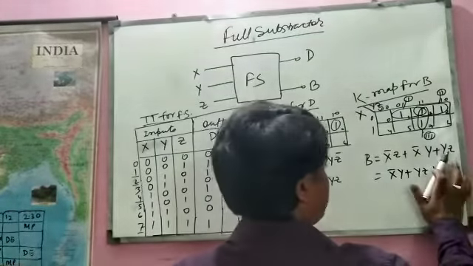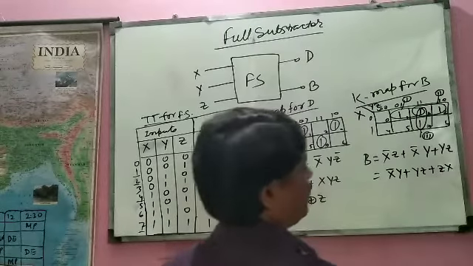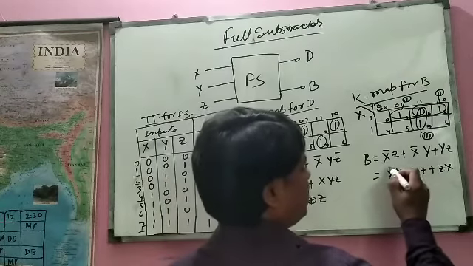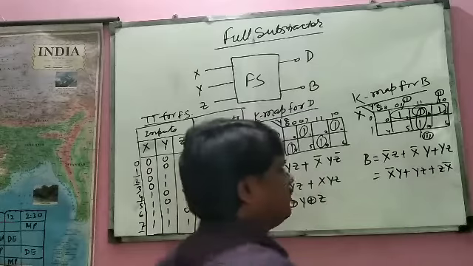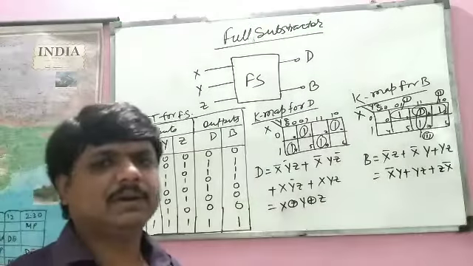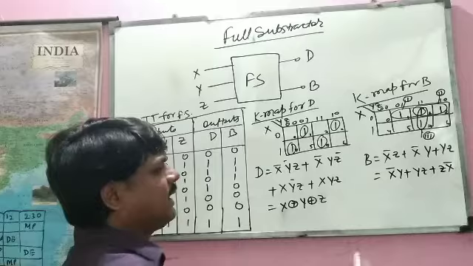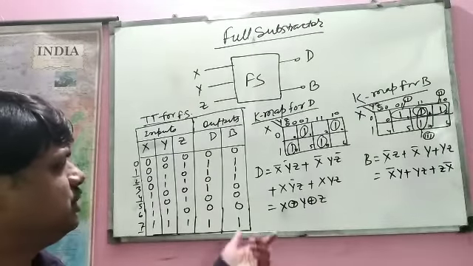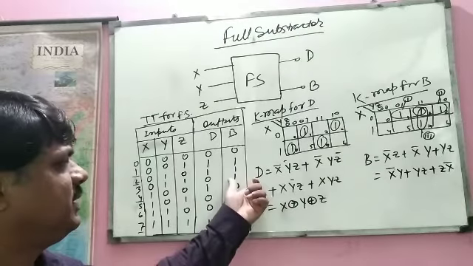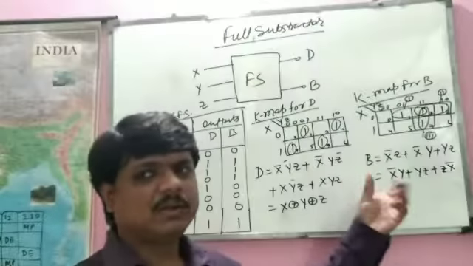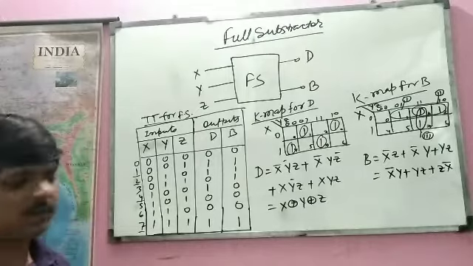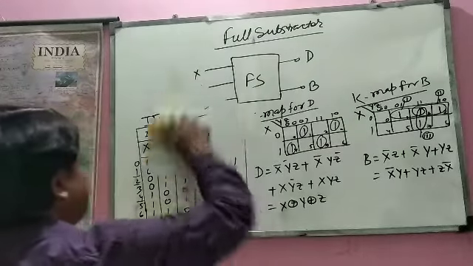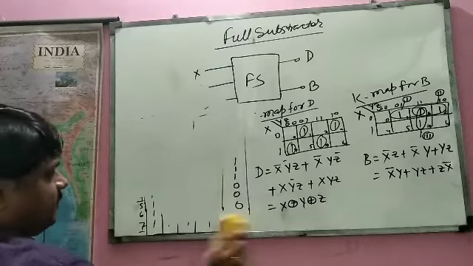Sorry, you will write it like this: XY plus YZ plus ZX, and keep the X variable complemented. So you will get the borrow directly. If you know the value of D and the value of B, circuit implementation becomes very, very easy. Now we will see the circuit implementation.